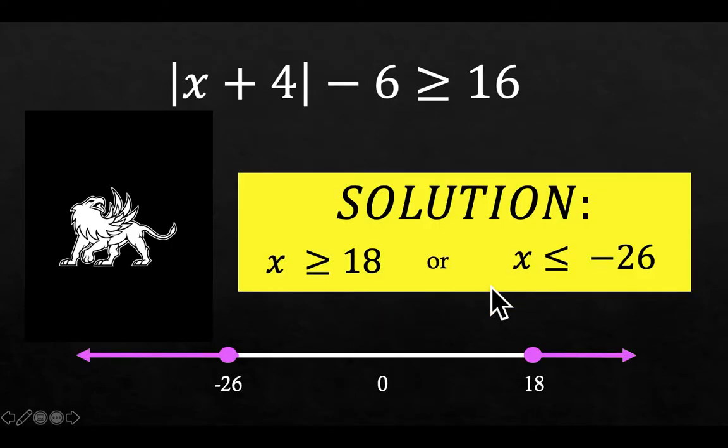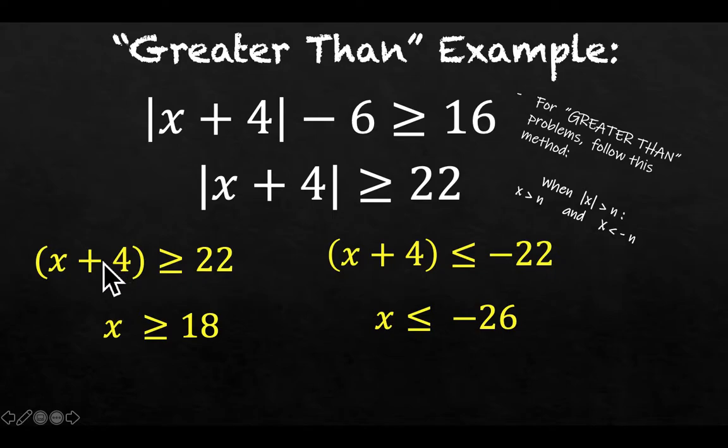The next step then is to subtract 4. So from here to here, we subtracted 4 from both sides. So we got an answer of x is greater than or equal to 18 for this one. Then over here, when we subtracted 4, we got an answer of x is less than or equal to negative 26.